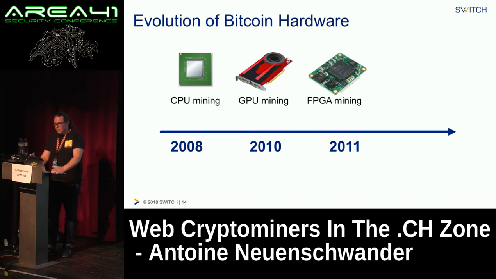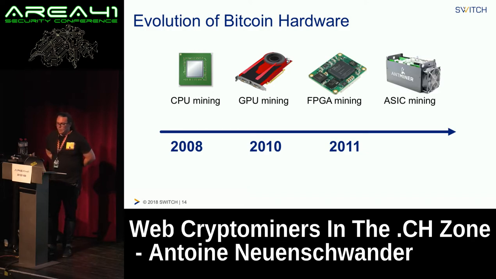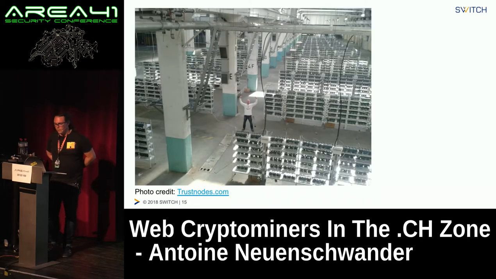Then people started to say, okay, how can we specialize even more? So let's take an FPGA, program the hashing algorithm within an FPGA, which gets more and more specialized. And the current state of the art is having application-specific integrated circuits to do your mining. But you're not only going to have one of these. If you want to play the game with Bitcoin, what you need actually is a whole farm of those ASICs.